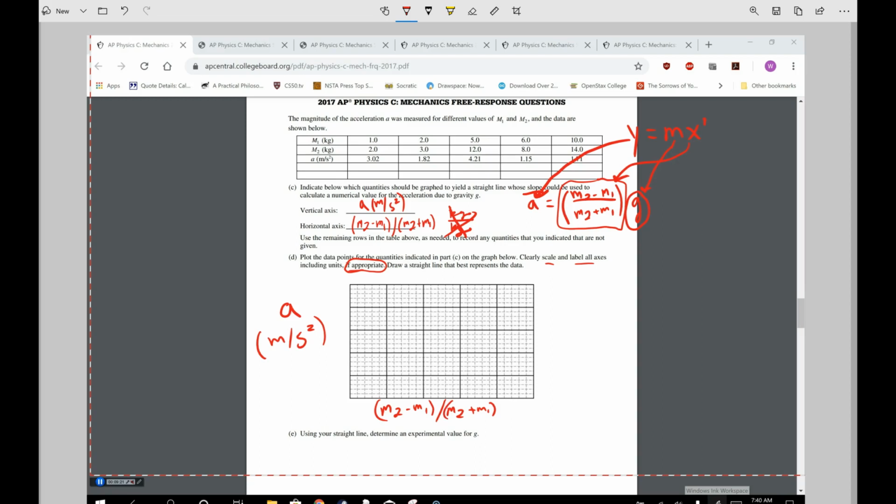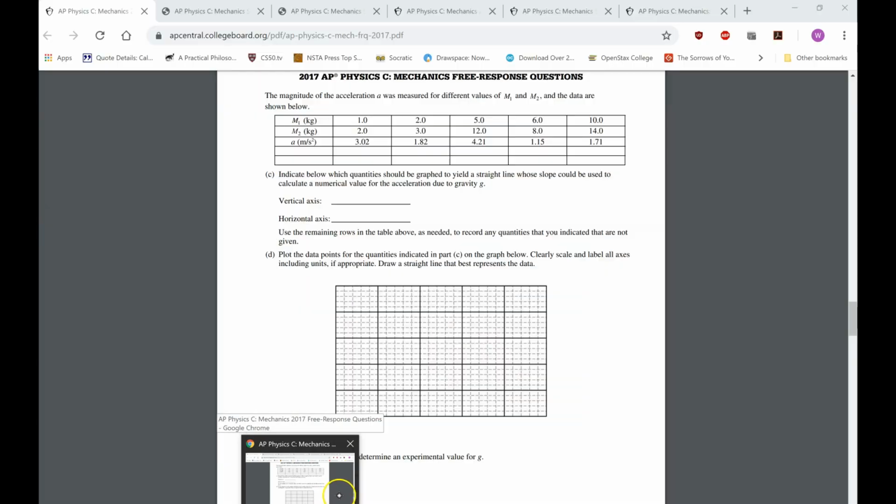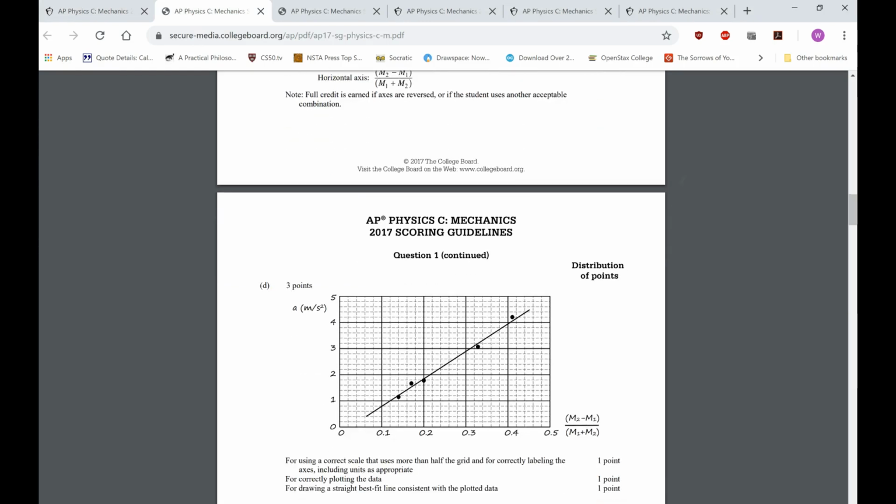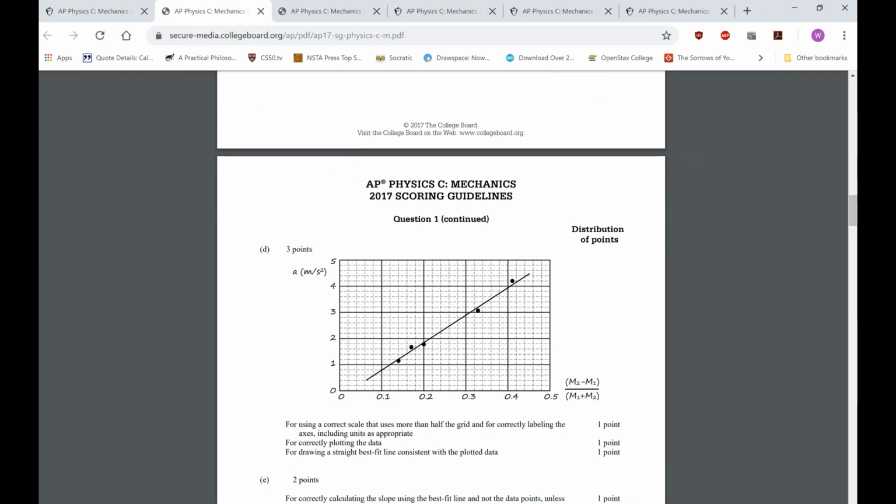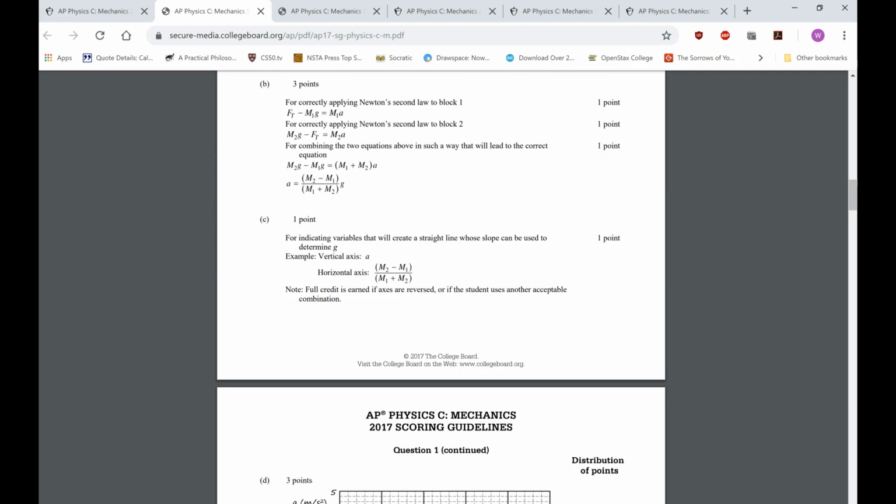And then what we need to do is plot. Now, for the sake of brevity and for the fact that plotting on a touchscreen I find to be near impossible, let's just look at the solutions here. So notice they plotted what I suggested. First, for C, there is 1 point for indicating variables that will create a straight line whose slope can be used to determine g. So they did what I did, a, and then (m2 minus m1) divided by (m1 plus m2). Full credit is earned if you flip-flop these or if you used another acceptable combination.